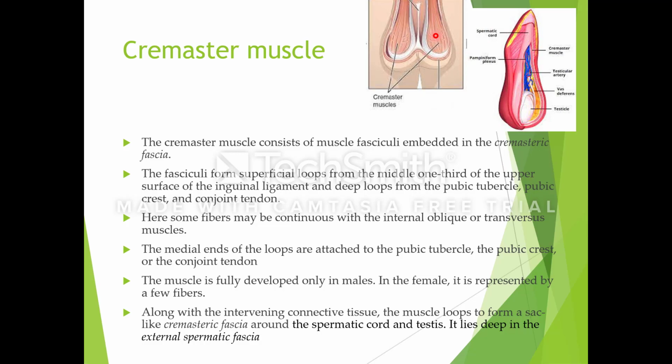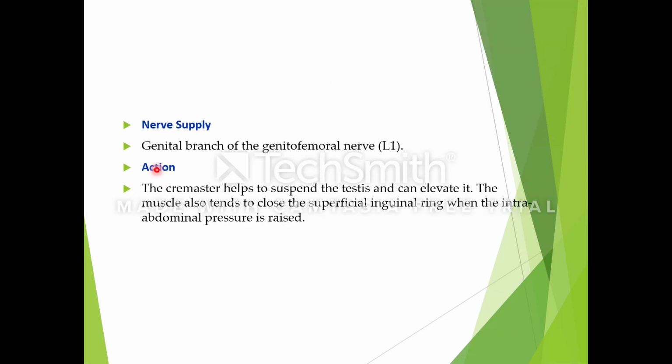The muscle fibers are in the form of loops, and the medial end of the loops is attached to the pubic tubercle, the pubic crest and the conjoint tendon. This cremaster muscle is fully developed in males. In females, it is represented by few fibers only. The genital branch of the genitofemoral nerve, L1, this is very important. It is supplying the cremaster muscle. In exam, it is asked which nerve is supplying the cremaster muscle. It is the genital branch of the genitofemoral nerve, and the root value is L1.